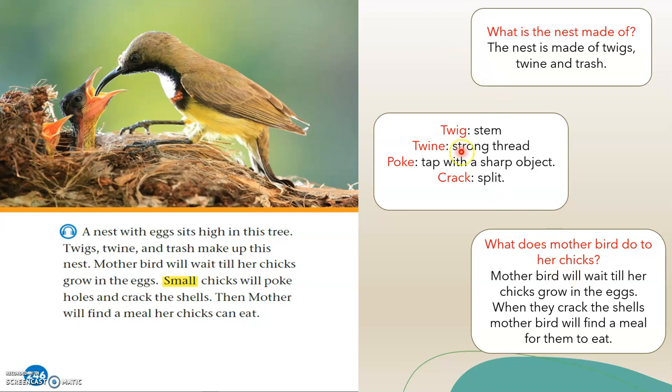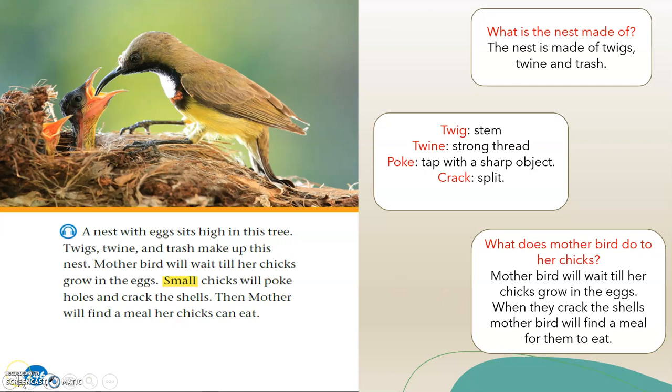As you can see in these questions, what is the nest made of? The nest is made of twigs, twine, and trash. As you can see here, we have the meanings. And what does mother bird do for her chicks? Mother bird will wait till her chicks grow in the eggs. When they crack the shells, mother bird will find a meal for them to eat.